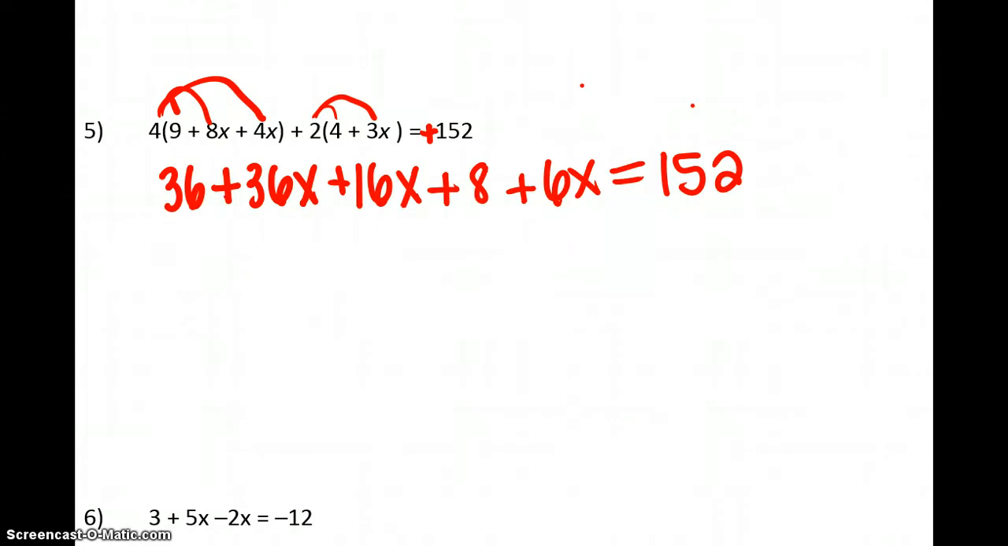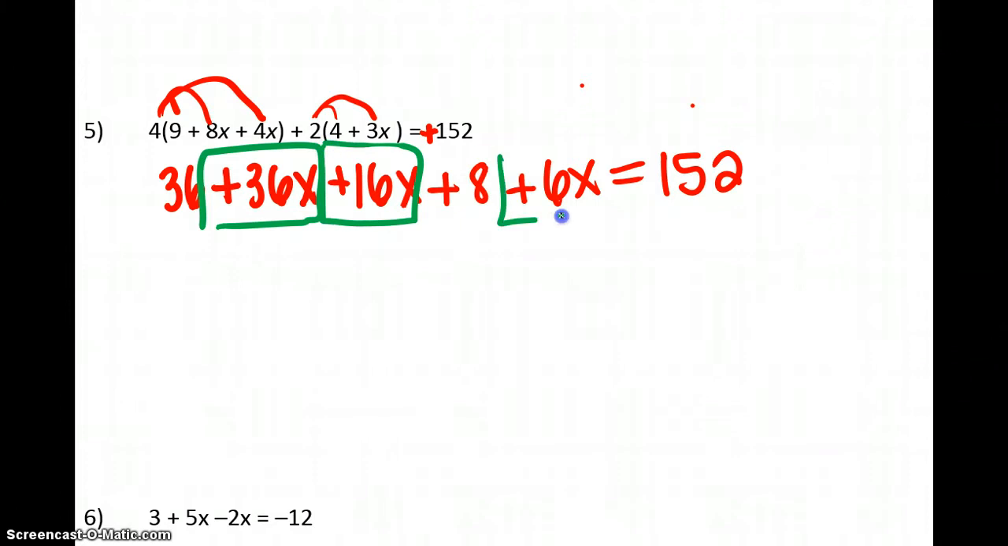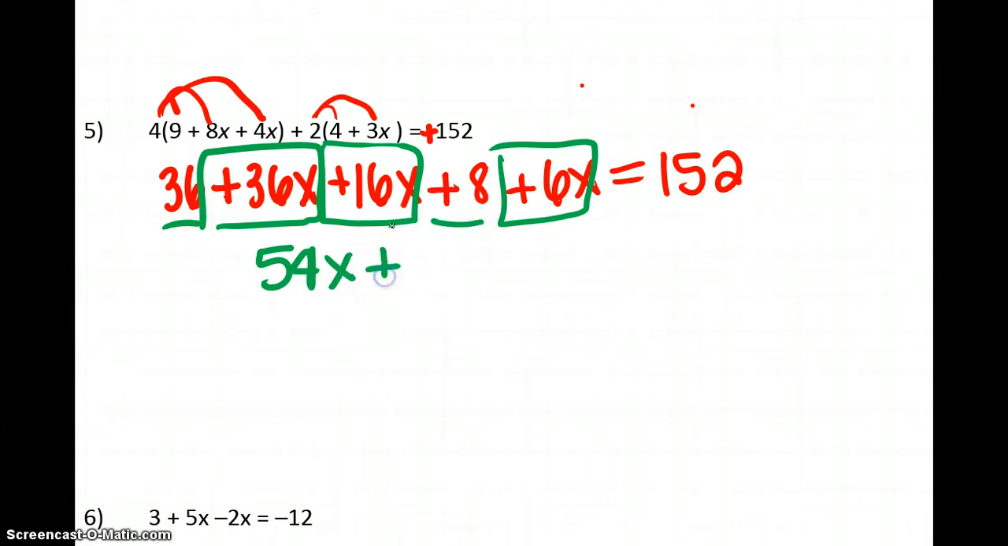And on the left side of my equation, I need to start combining like terms because there's more than one x and more than one constant on each side. So 36x plus 16x plus 6x will give me 54x. Then I have 36 plus 8, which is 44. So 54x plus 44 equals 152.